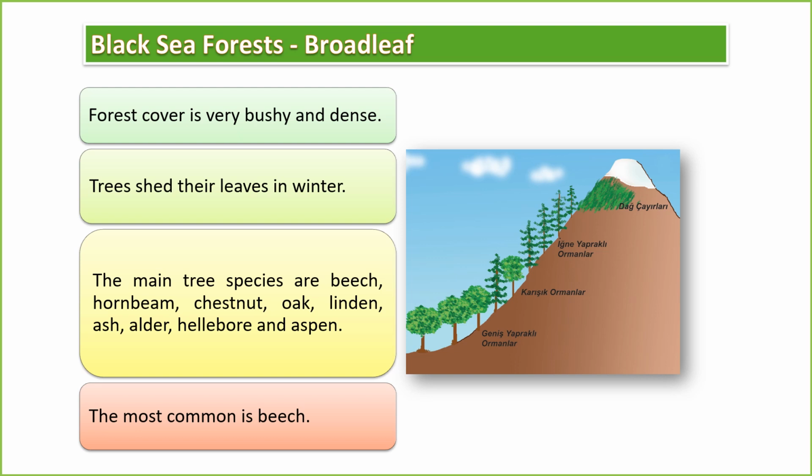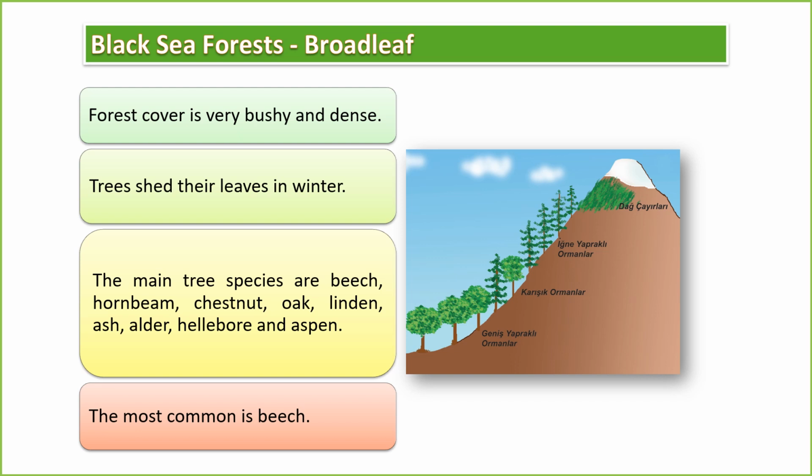2. Deciduous trees shedding leaves. The predominant tree species in this area are deciduous, meaning they shed their leaves during the winter months. This seasonal shedding is a natural process, contributing to the renewal of the forest ecosystem. 3. Variety of tree species. The Black Sea forests host a variety of tree species, each contributing to the overall biodiversity of the region. Major tree species include beech, hornbeam, chestnut, oak, linden, ash, alder, hellebore, and aspen.